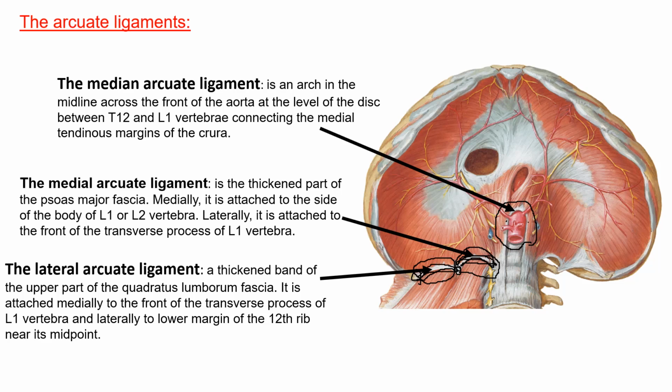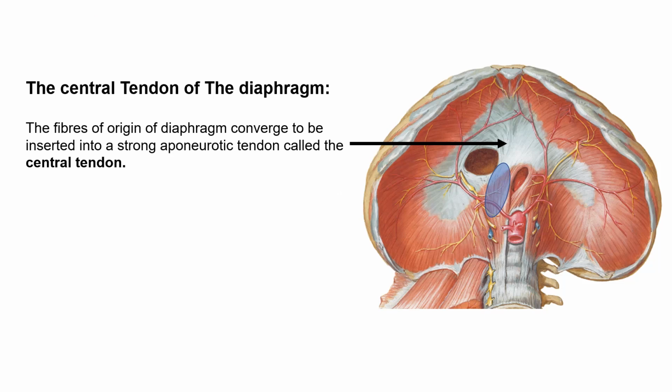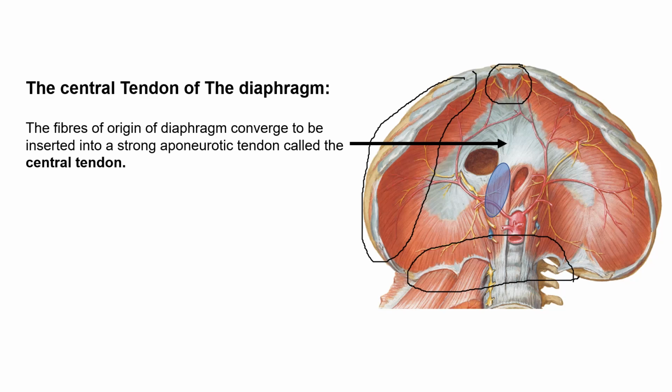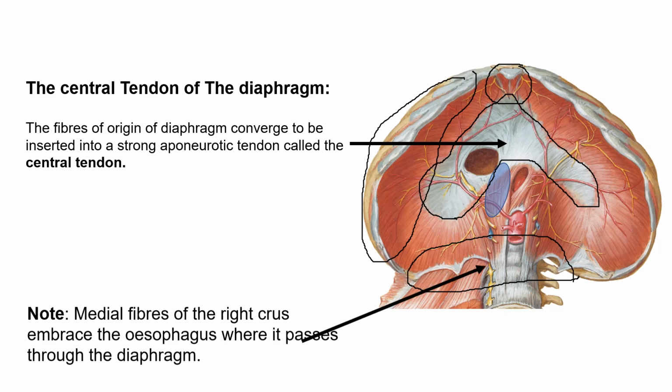The insertion of the different origins, the sternal origin, the costal origin, and the vertebral origin: all these fibers will converge to end here at the central tendon of the diaphragm, as you can see.